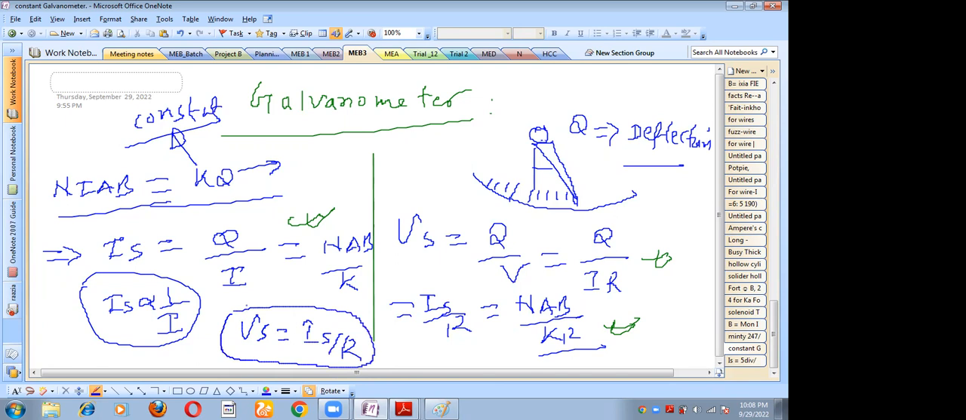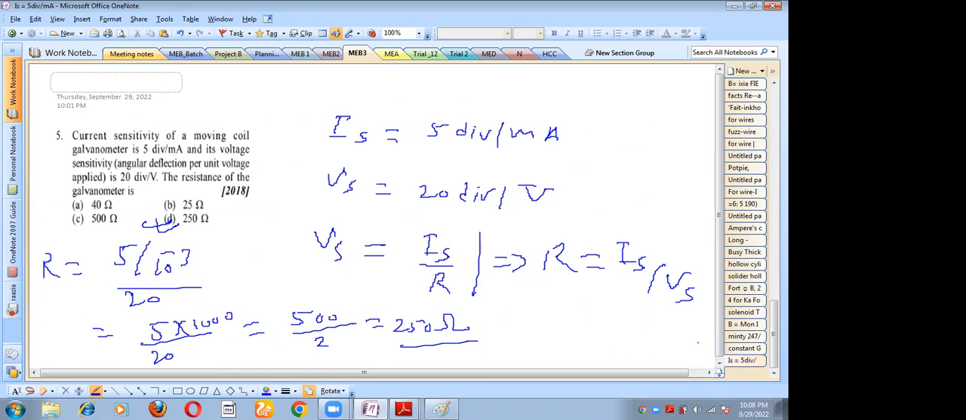Here we have voltage sensitivity and current sensitivity. So we have a relation between them. It's an inverse relation. We know that current sensitivity is inversely proportional to current, and voltage sensitivity is inversely proportional to voltage. So here you are getting a reverse relation. Getting my point? You will get a reverse relation.